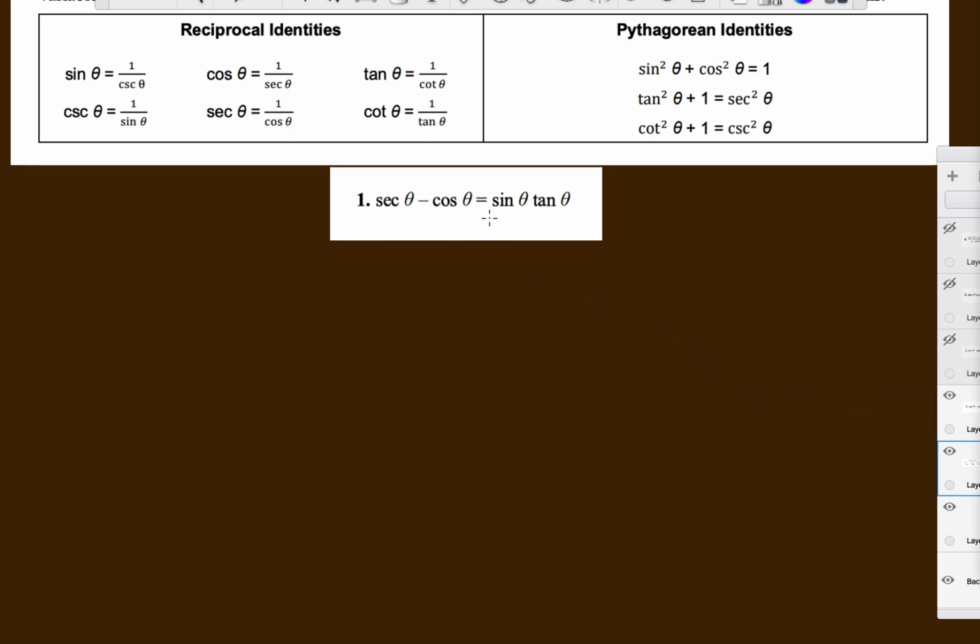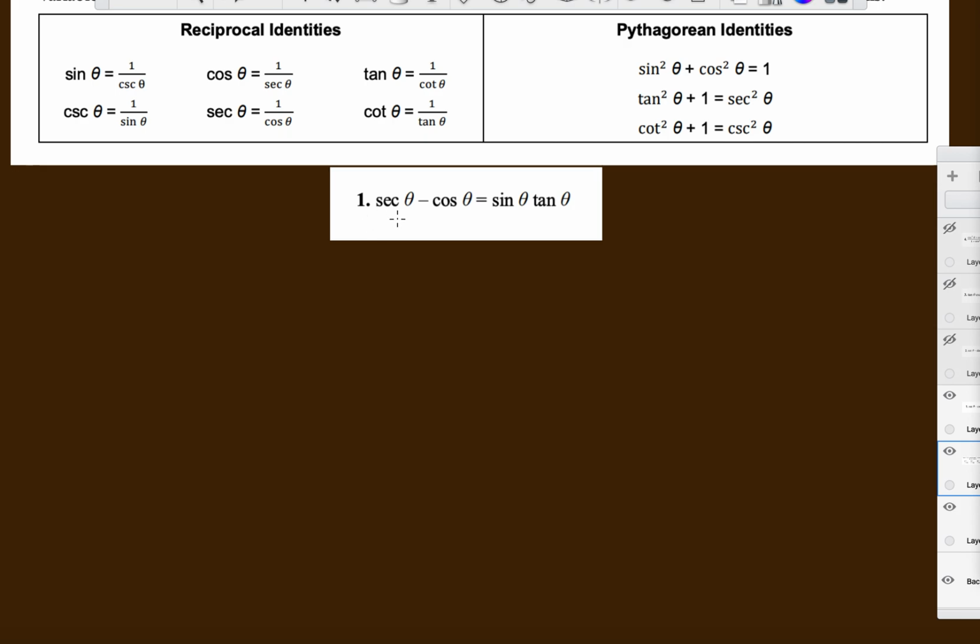And if you look here, we just need to verify that this is equal to this, okay? And so what I'm going to do is I'm going to take this side here, and I'm going to show why both sides are the same. So I'm going to write it out. I have secant minus cosine equals sine times tangent.